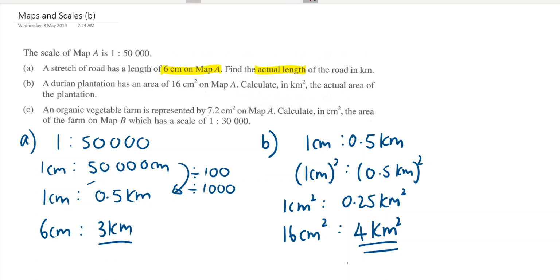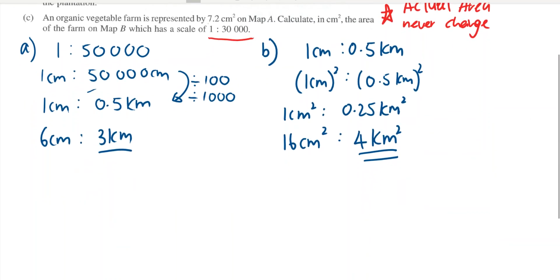The third part, which is the most important: an organic farm is represented by 7.2 cm square on map A. Calculate in cm square the area of the farm on map B with this scale. Remember, the scale on map A and map B can change. Something that is 5 cm on map A can become 10 cm on map B. What doesn't change? The actual area will never change. Not just actual area, actual length also never changes.